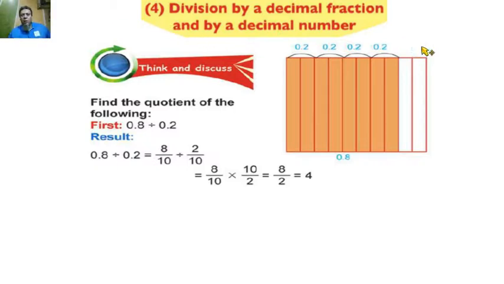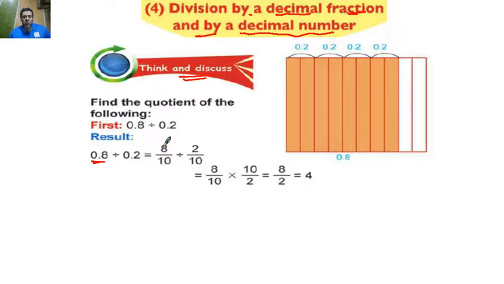Dear students, our lesson today is about division by a decimal fraction and by a decimal number. Think and discuss. Find the quotient of the following. First, 0.8 dividing 0.2. Then we convert the decimal into fraction.